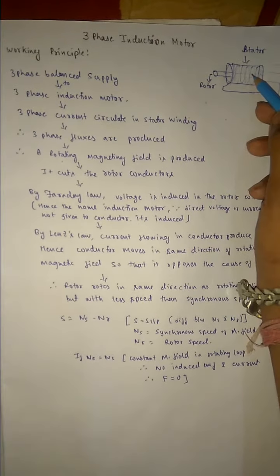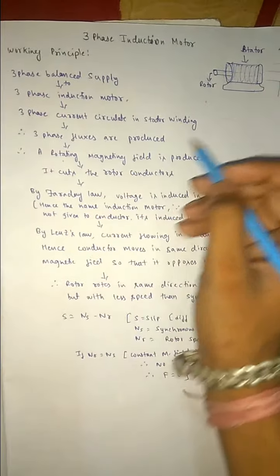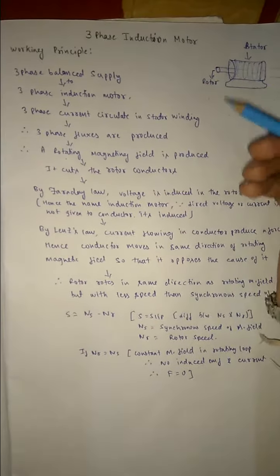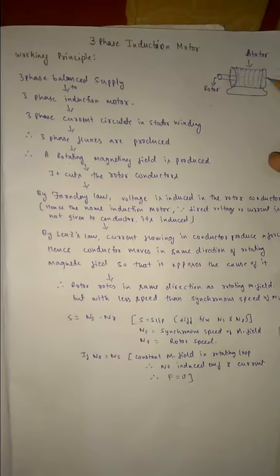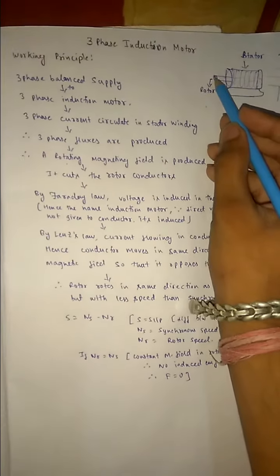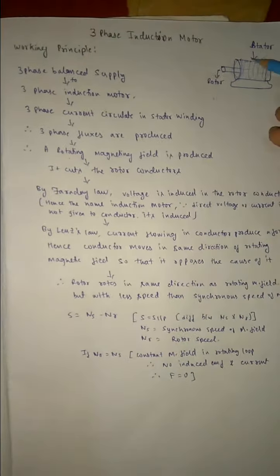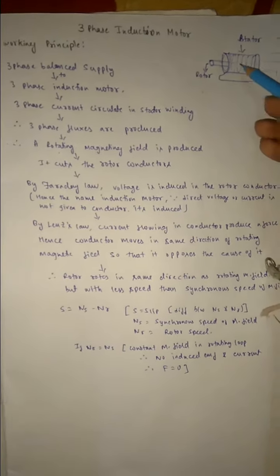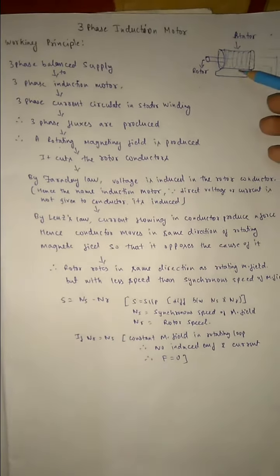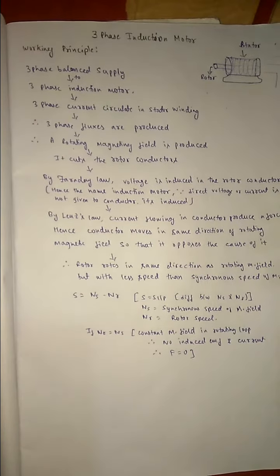Now as the current flows through these stator windings, three-phase fluxes are produced. Now as the fluxes are produced, we know a rotating magnetic field is produced. So supply is given, current flows, and the rotating magnetic field is produced. And this is our rotor, the conductor half part is inside this. So the rotating magnetic field now cuts the conductor. Now as the rotating magnetic field cuts the rotor conductor, an EMF, or voltage, is induced.